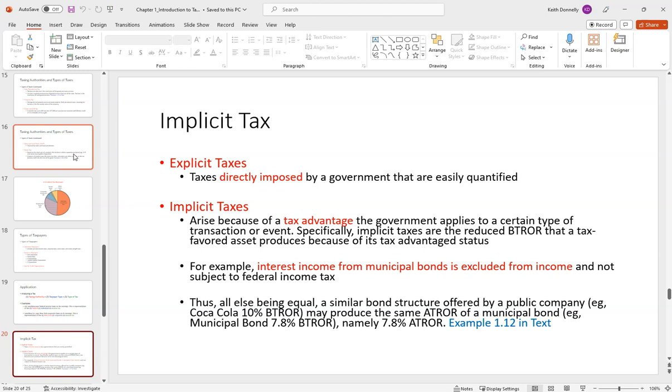Why we care about this is because we recognize that some types of income are taxable and some types are not, and it comes into play when we're making decisions. So, hey, we need to invest in a bond. We're comparing two different bonds. How do we do that? If we look here at example 112, let me pull this over.